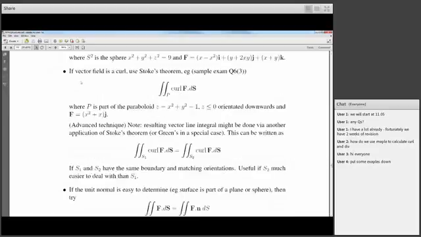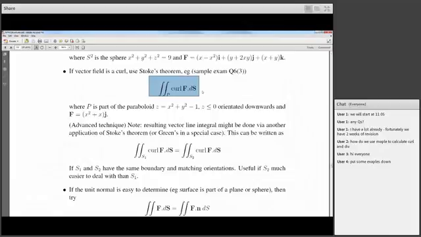Next, if I'm doing a flux integral like this one, where the integrand, or the vector field, is actually a curl, then I would consider using Stokes' theorem. Stokes' theorem very much has that format. If you've got a flux integral of the curl of something, then Stokes' theorem might be a good way of doing it, and it would convert that into a line integral.